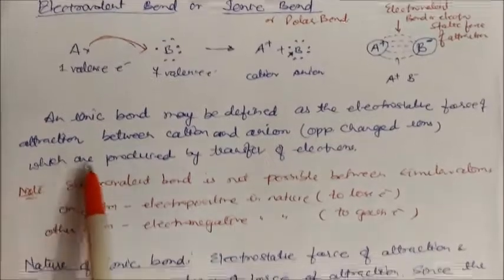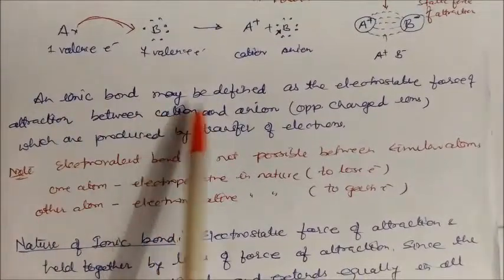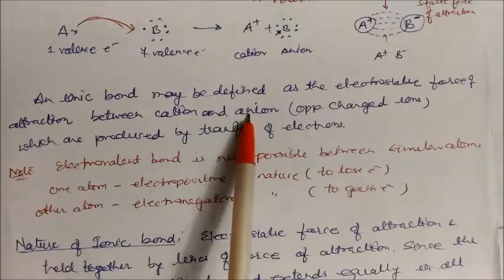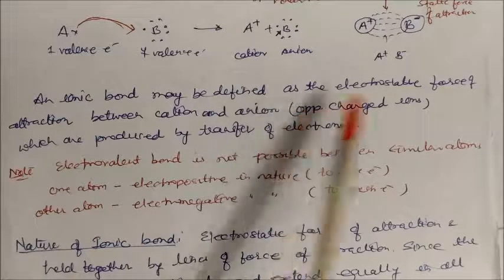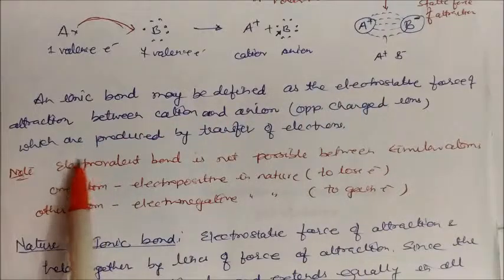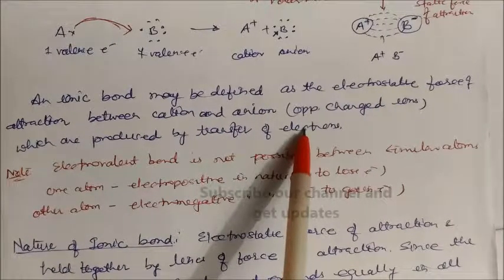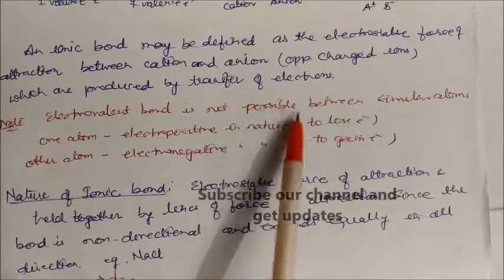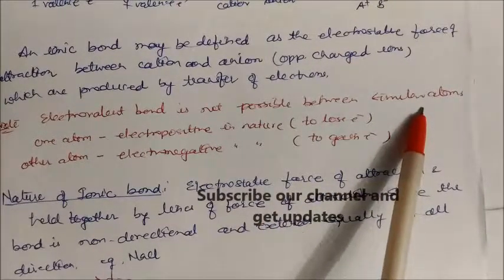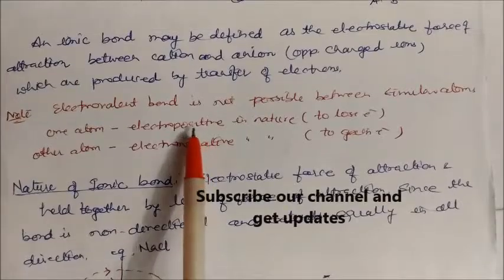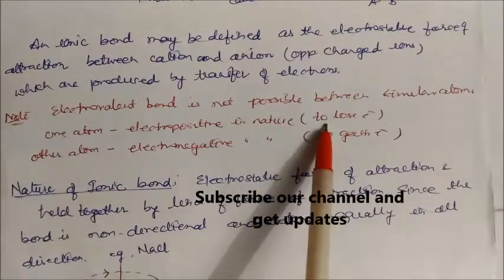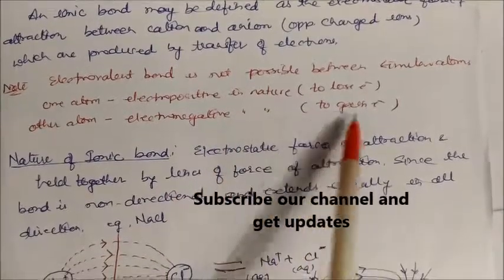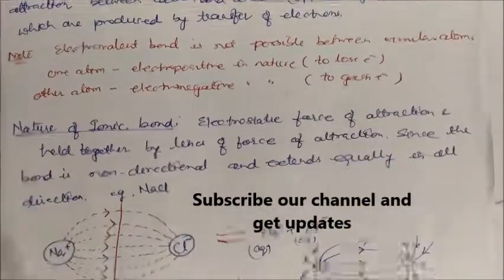So what is the definition? An ionic bond is defined as the electrostatic force of attraction between a cation and an anion. These are two oppositely charged ions, produced by the transfer of electrons. This means an electrovalent bond is not possible between similar atoms. One atom must be electropositive in nature because it loses electrons, and the second must be electronegative in nature because it gains electrons.